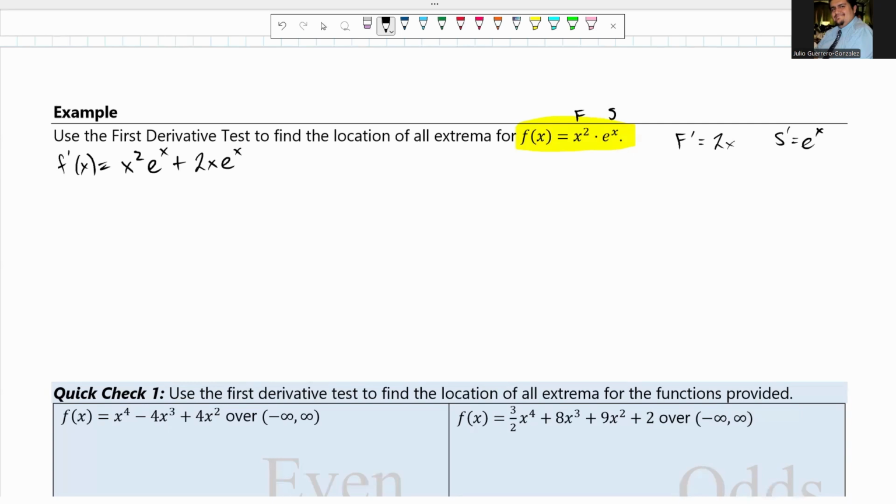So now notice, I can clean this up a little bit. Both of these have an x and an e to the x in common. So what I'm going to do is pull out x e to the x, and what gets left behind is that.